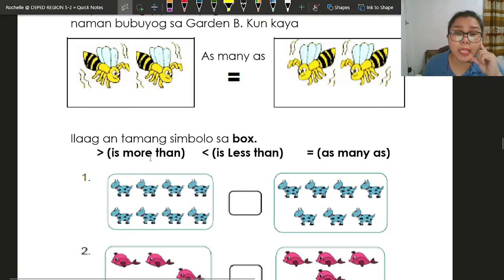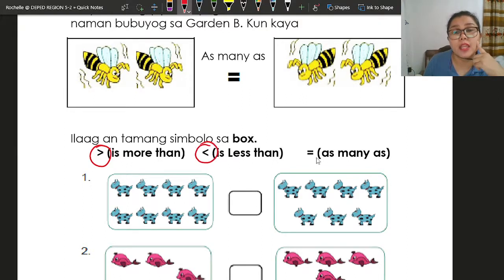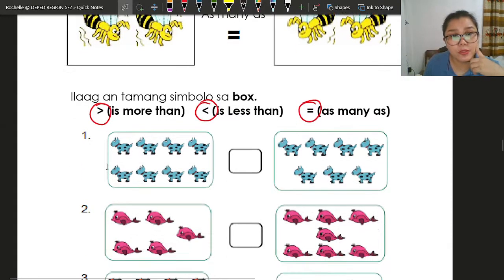So, this time, we are not going to use the phrases anymore, but we have to use now the symbols. So, choose if you're going to have this one, greater than or more than. Ito naman, less than, yung mukhang L, and then the equal sign or symbol. So, what you have to do first is count the number of objects in each set. Then, you can decide which symbol to use.